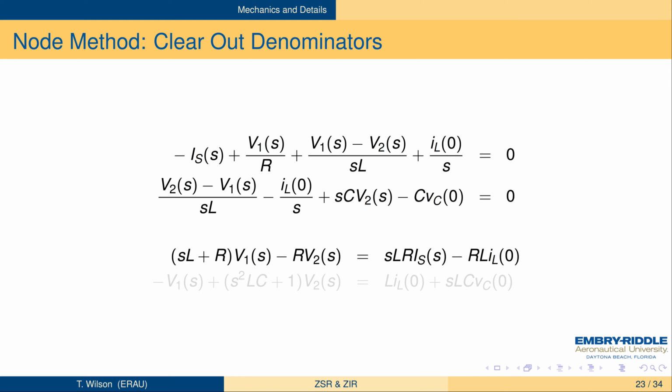The second equation, we just multiply all terms by S times L. Again, combining terms, we get minus V1 of S, and the scale factor for V2 of S is S squared times LC plus 1, and then the right-hand side becomes L times I sub L of 0 plus S times L times C times V sub C of 0.